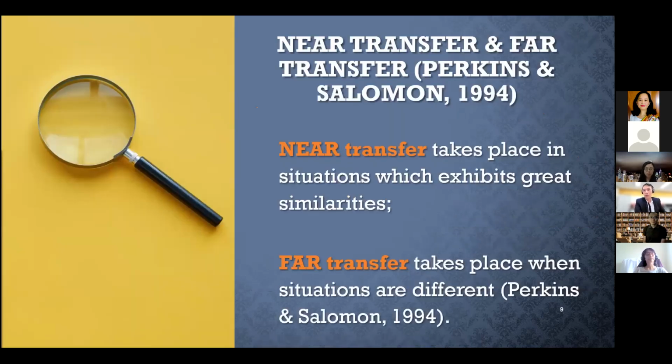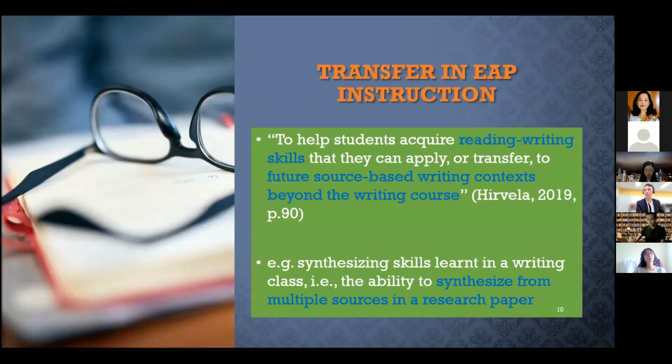Right. So there are two subsets of transfer: near transfer and far transfer. Near transfer usually takes place in situations which exhibit great similarities, and far transfer usually takes place in situations that are very different.